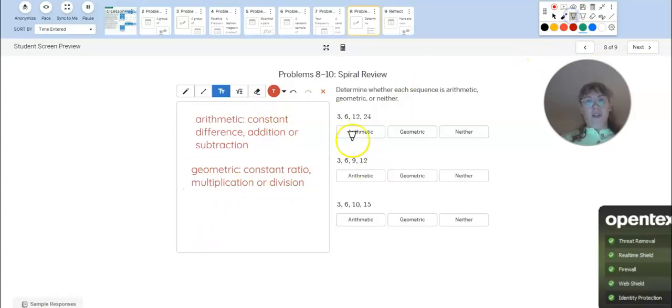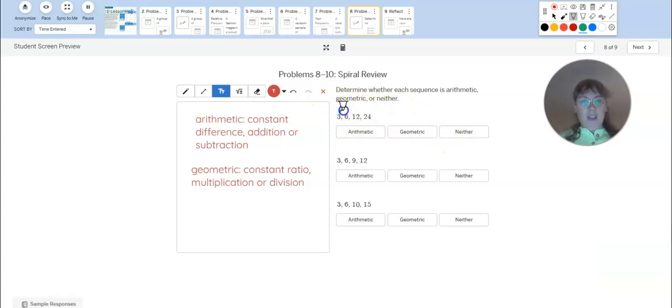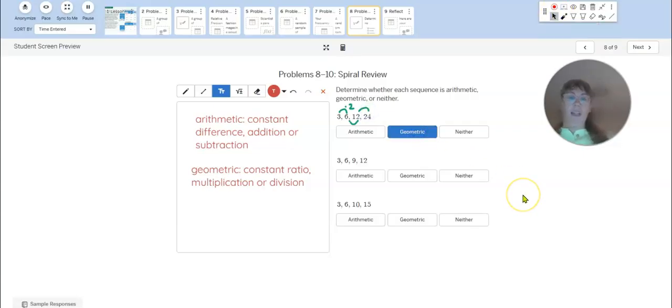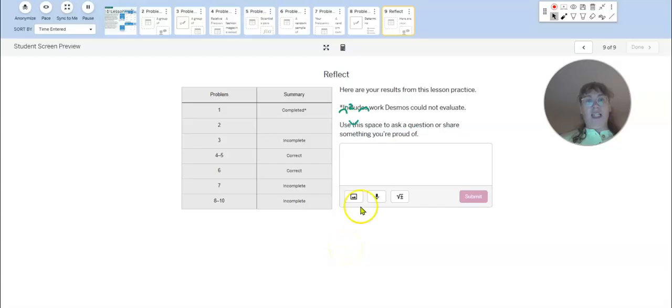So for the first one, 3, 6, 12, 24, we can see that each time we're multiplying by 2. 3 times 2 is 6. 6 times 2 is 12. 12 times 2 is 24, so that's going to be geometric. What do you see about the other two? Take a moment to fill that out, and then take a look at your reflection slide at the end.